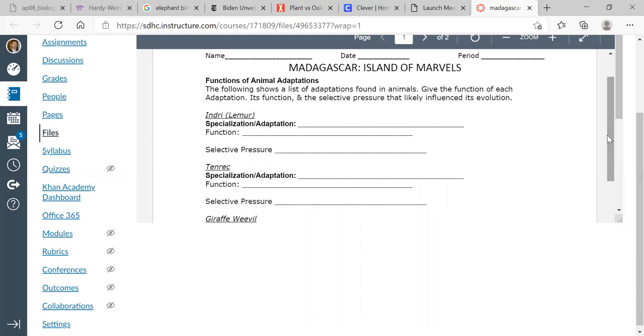Okay, let's go. So for all the lemurs, here's what I'm going to tell you. They basically all have the same adaptations. They are primates, just like us, just like monkeys. There's lemurs, tarsiers, monkeys, apes, and we are part of the apes. There's only five big apes. But lemurs are their own little branch of primates. They are lemurs, and there's more than 80 different species.